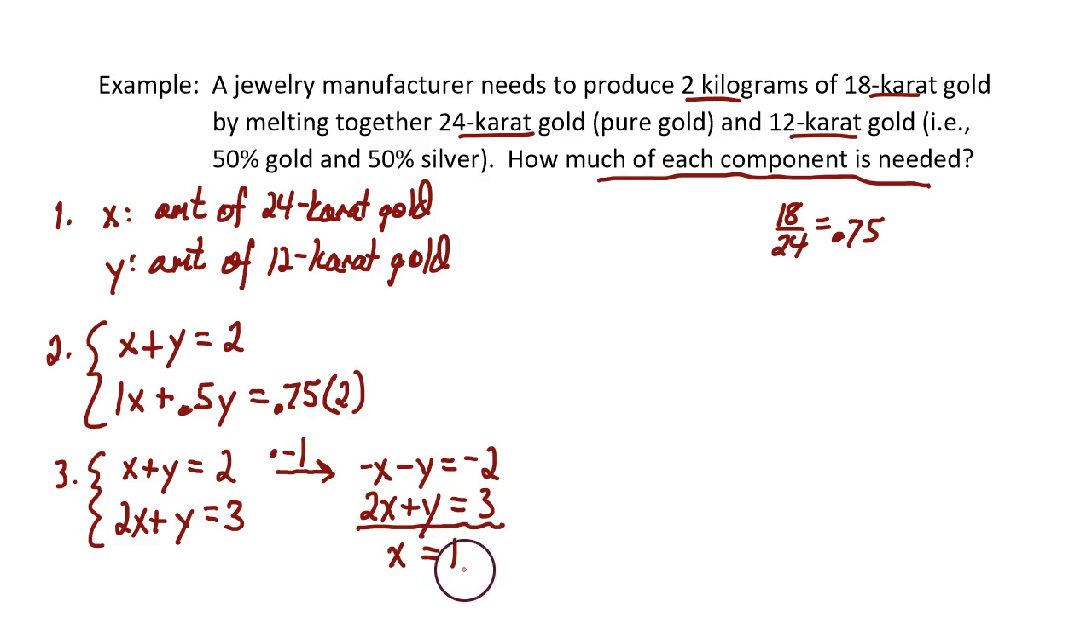Now that I know the answer for x, I'm going to substitute it into the first equation here, 1 plus y equals 2, to find out that y is equal to 1. So the amount of 24 karat gold needed is 1 kilogram, and the amount of 12 karat gold needed is 1 kilogram. Congratulations to you if you got that problem correct.